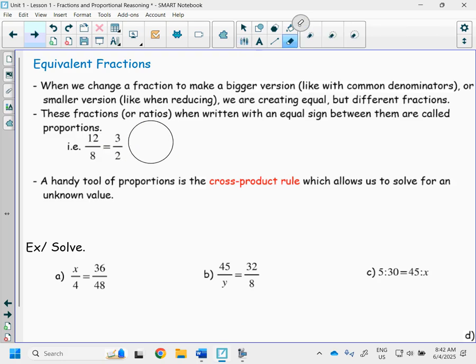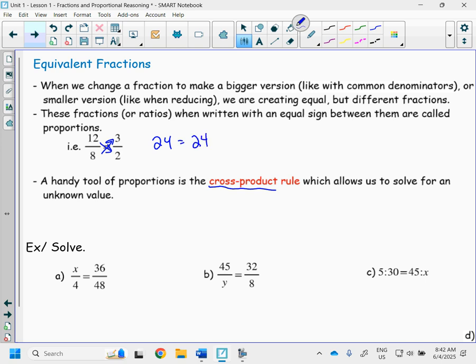Well, there's something kind of cool about this. If we have fractions that are equal, the diagonals, when you multiply them together, we call this the cross product, 12 times 2 and 8 times 3, always come out to the same number. It's a really handy rule because it allows us to solve for a missing value in a proportion.